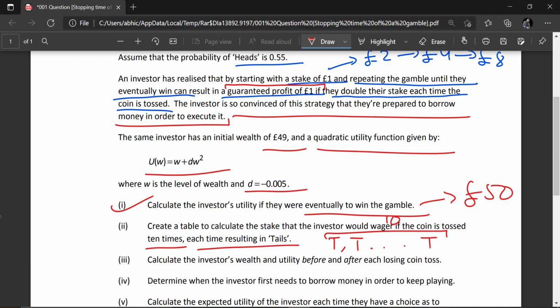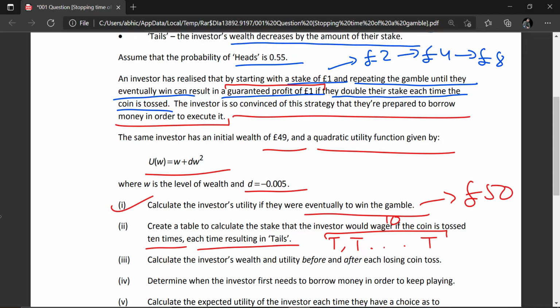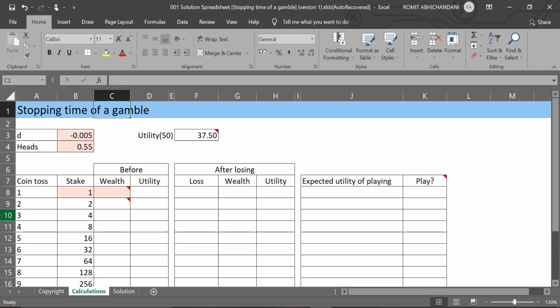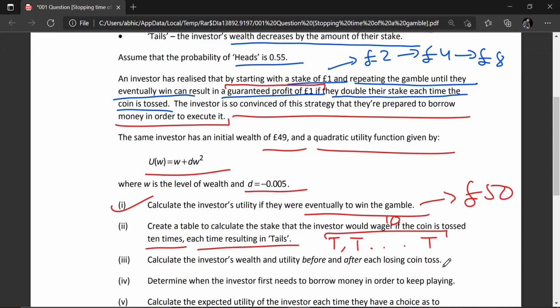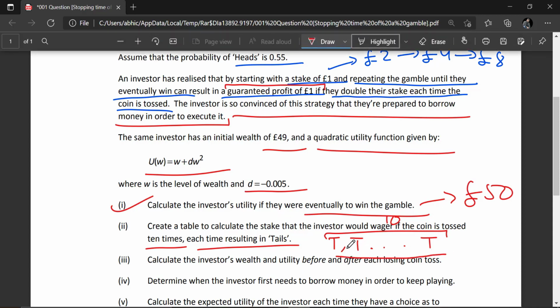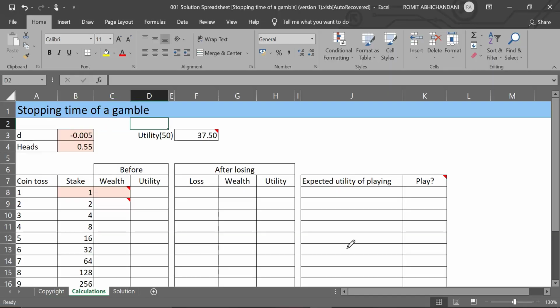Now create a table to calculate the stake that the investor would wager if the coin is tossed 10 times, each time resulting in tails. Okay, so this is done. The next part is calculate the investor's wealth and utility before and after each losing coin toss. So every coin toss they are losing, because each time it's leading to a tails, as we have seen. So what is the wealth and the utility before and after each coin toss? You have the scenario for before and the scenario for after losing, and you have to calculate the wealth and the utility, right?